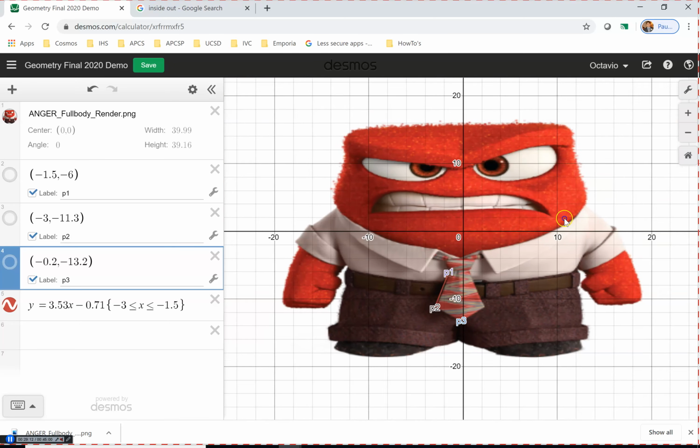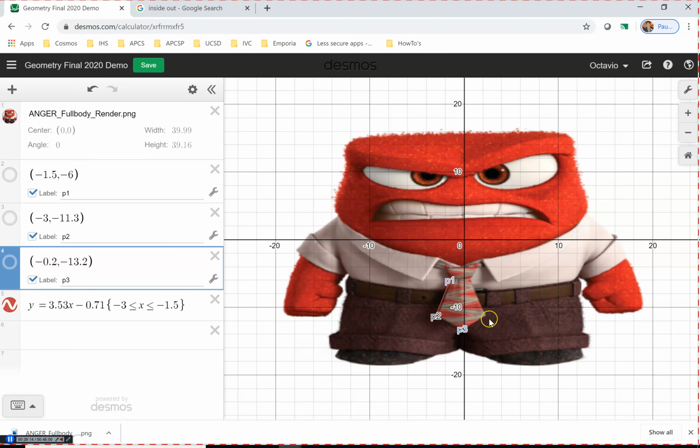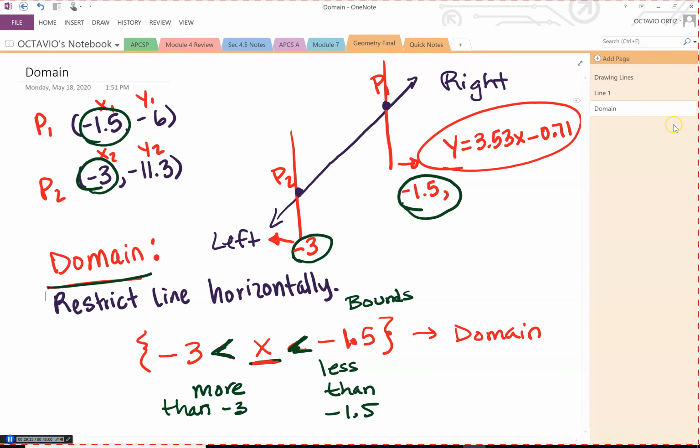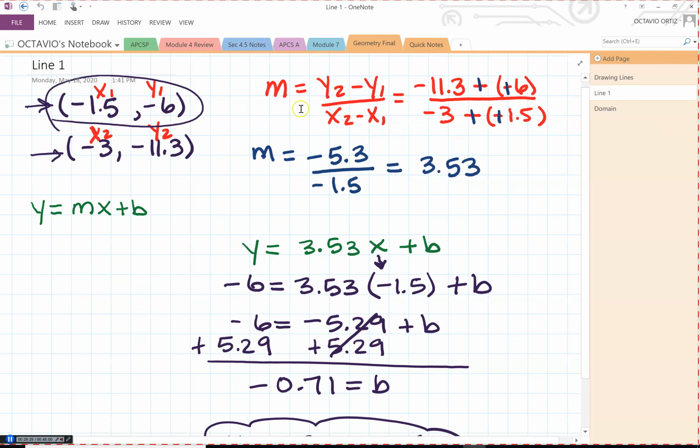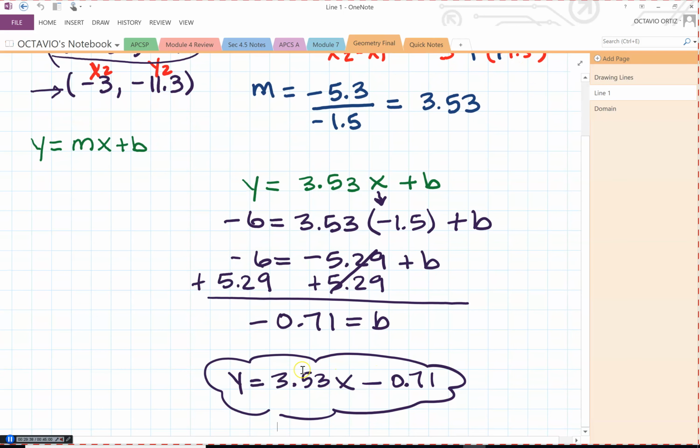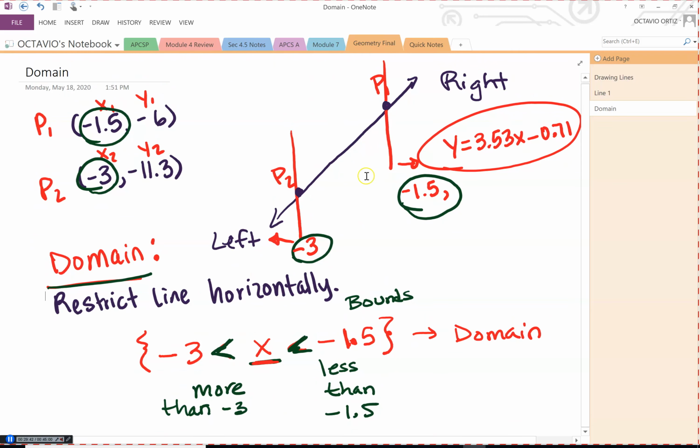Okay, so we have that. You can see how the tie would take shape just with straight lines, which is basically what we're doing here. Remember that we use the slope formula, y2 minus y1 over x2 minus x1, and we use what we call the slope-intercept equation for a line. And once we have the equation, we graph it, but we also need to restrict the domain.